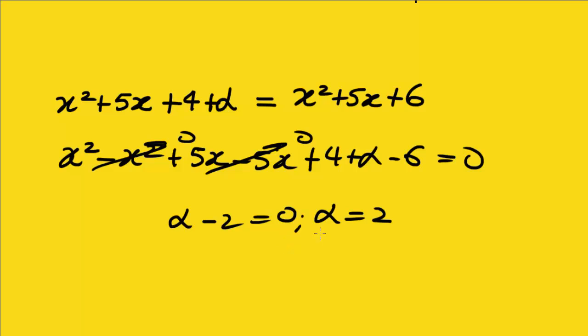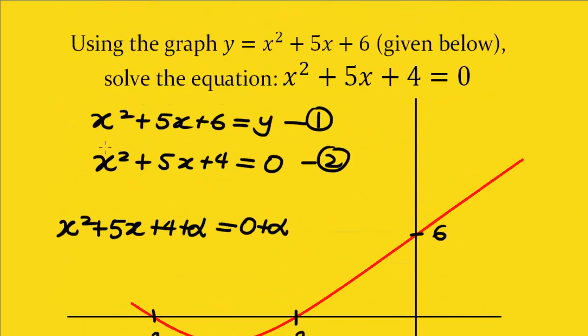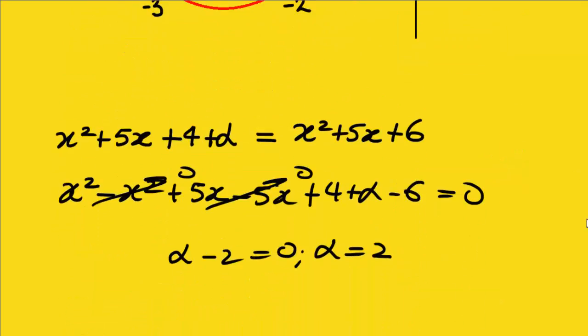So basically, if you add alpha to both sides of the given equation, you get a situation where the left-hand side is the same as the left-hand side of the given graph. So the original given equation is this. What I now said is, let's add a term.